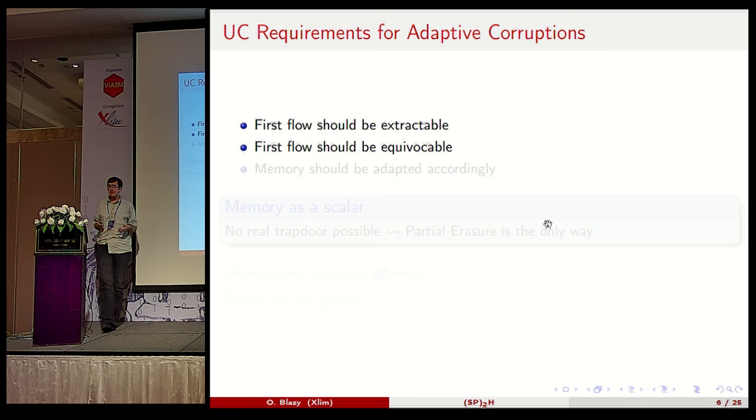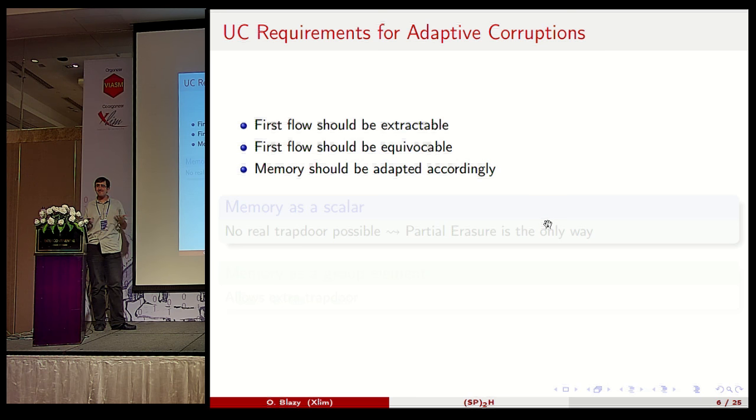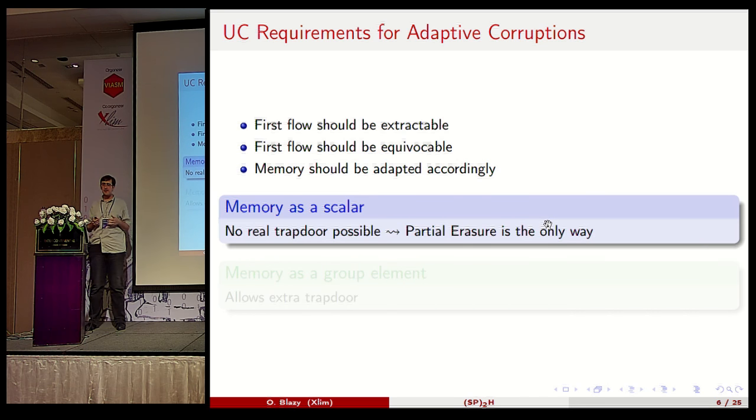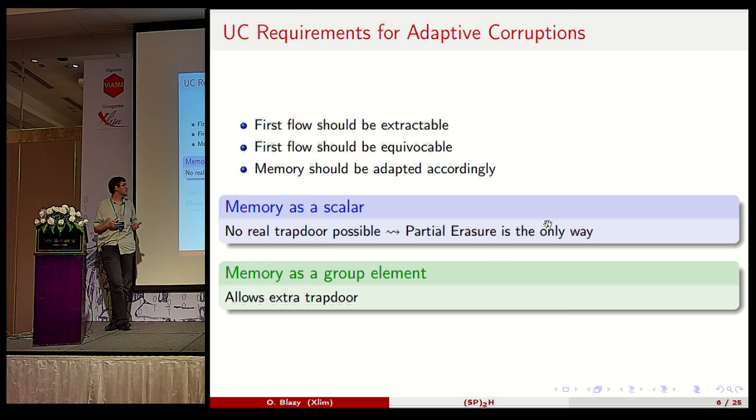And as we allow adaptive corruption, that means in the middle of the protocol, the adversary can come and say, now I'm corrupting this honest user, give me everything he has in memory, and that should fit what was sent before. So in some way, we should be able to adapt memory. We allow erasure, but what remains in memory should still fit what is seen by the adversary. The classical way to do that is to use scalars in the memory, which is the randomness used in the ciphertext, or mostly randomness used everywhere. The problem with scalars, especially on elliptic curves, is that you no longer have any trapdoor possible. The main way is to do partial erasure, so you keep some randomness, but not everything, and that's partly inefficient. So what we propose in this talk is to keep in memory only group elements.